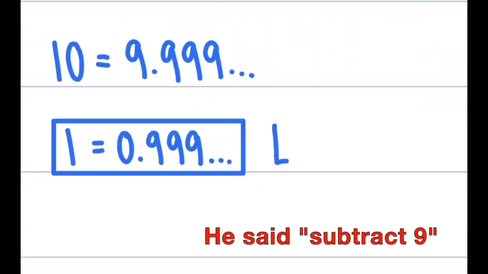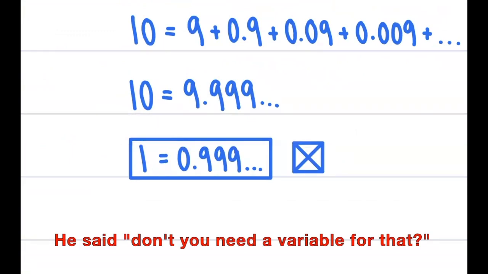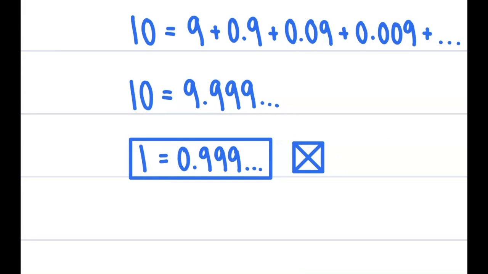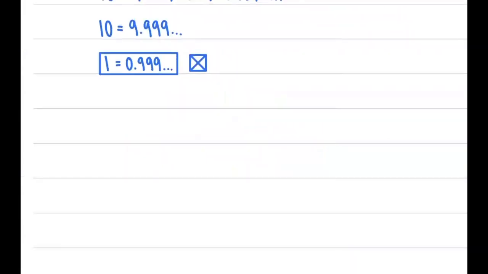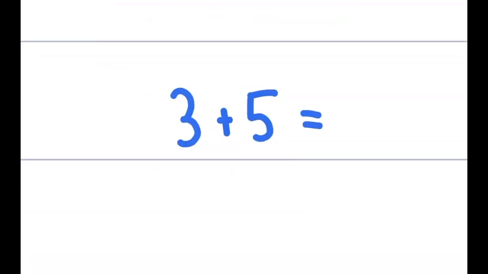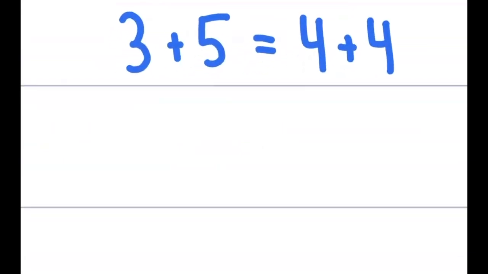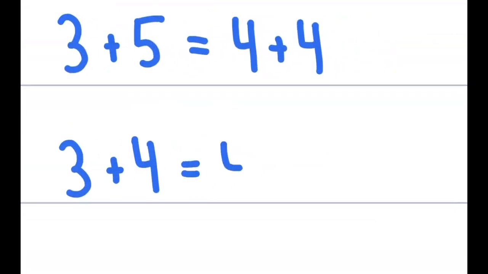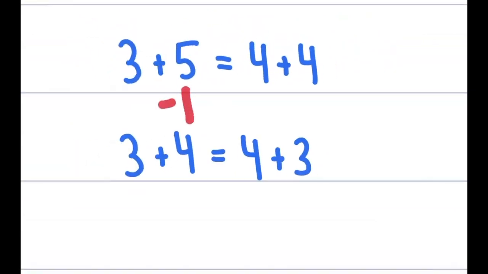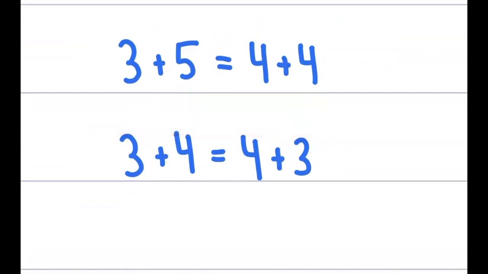You said if you subtract. Yes, because 10 minus 9 is 1. You can do that with anything. You don't have to have a variable. You can have 3 plus 5 equals 8, and that equals 4 plus 4. I can subtract 1 from both sides and say 3 plus 4 equals 4 plus 3. I just took away the 1. You can subtract or add anything to both sides of any equation.